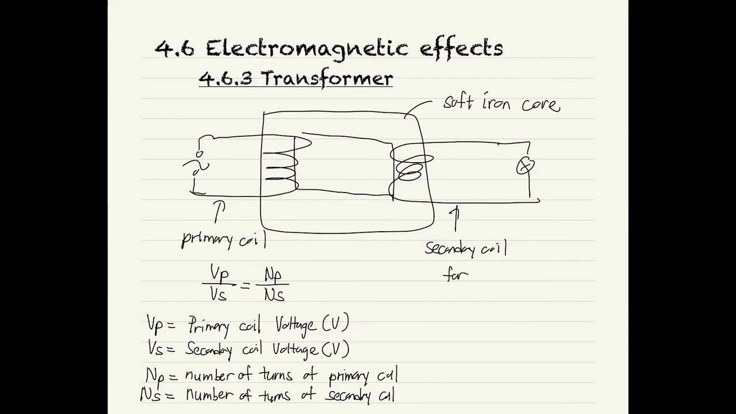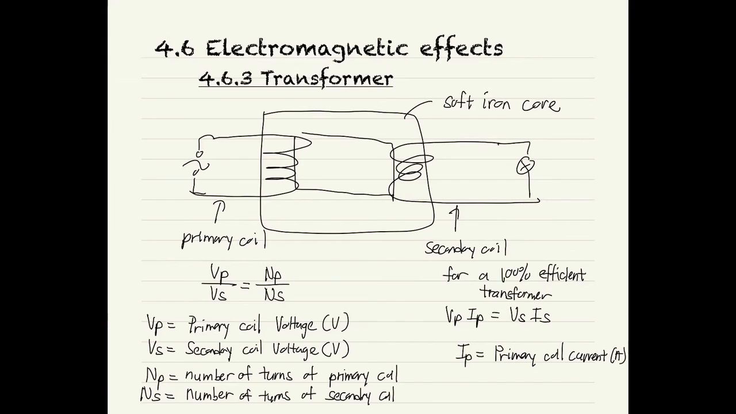For a 100% efficient transformer, the formula is VpIp equal to VsIs. Ip, primary coil current. Unit is ampere. Is, secondary coil current. Unit is ampere.